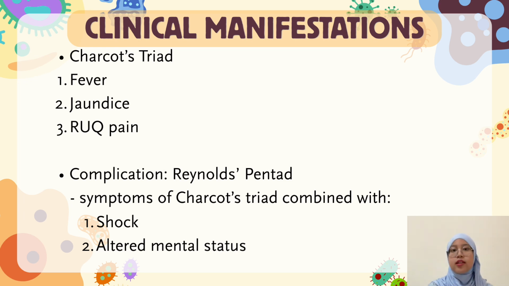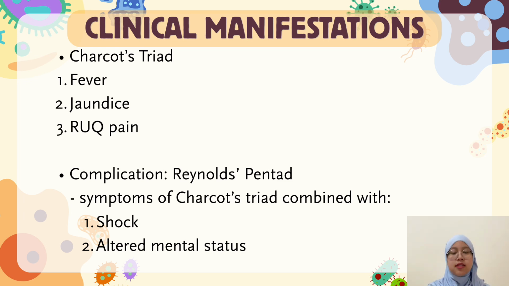Fever occurs as a result of the body's inflammatory response to bacterial infection, most commonly caused by E. coli and other enteric bacteria, while jaundice develops when biliary obstruction prevents the normal flow of bile, leading to the accumulation of bilirubin in the blood. Right upper quadrant pain occurs due to the inflammation and increased pressure within the infected bile ducts.